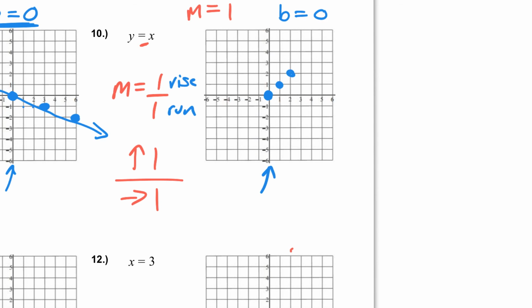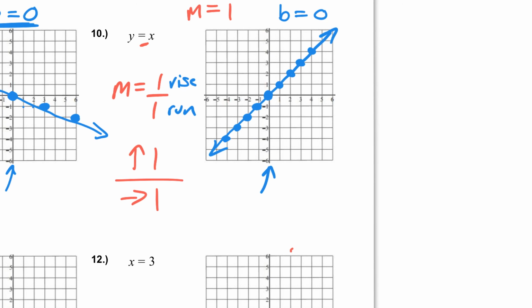Up 1, right 1. Up 1, right 1. Up 1, right 1. If we want to continue the pattern to the left here, you should be able to see that instead of going up and right, we can go down and left and still get that same pattern. So if you can make a couple points to the right, couple points to the left, draw a line through them with some arrows. Okay. There's the graph of the linear equation y equals x.